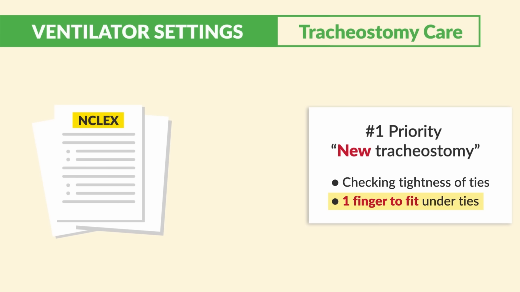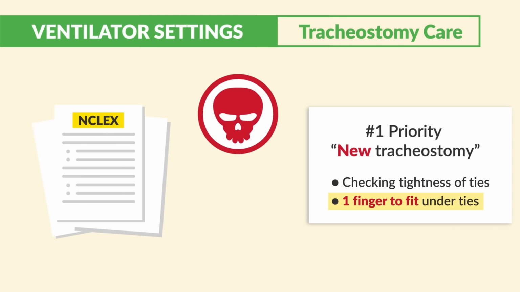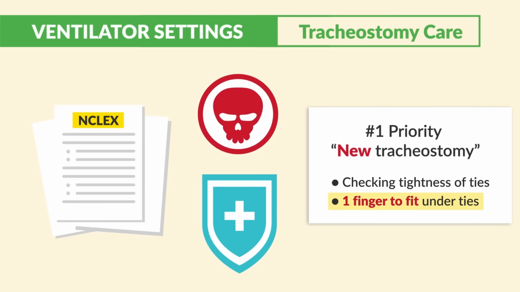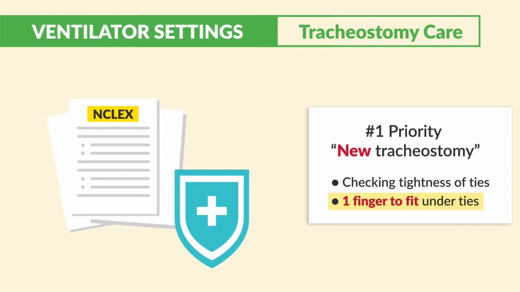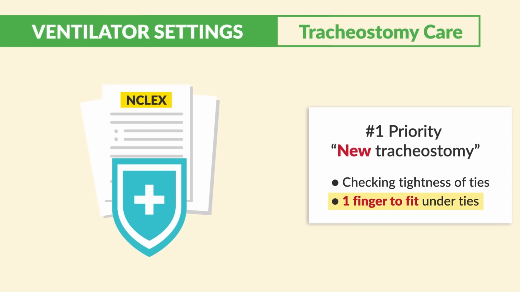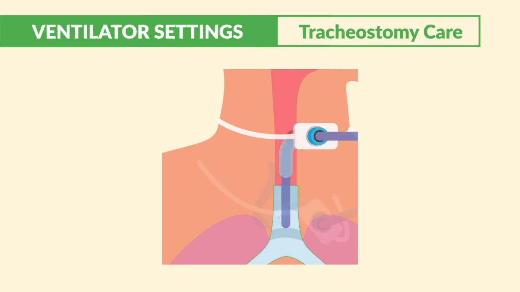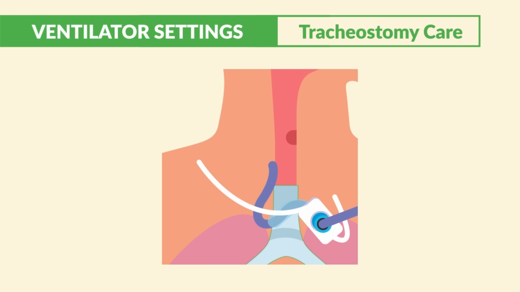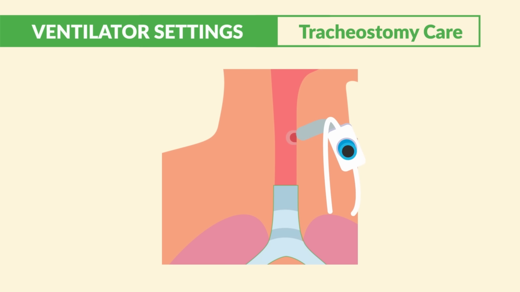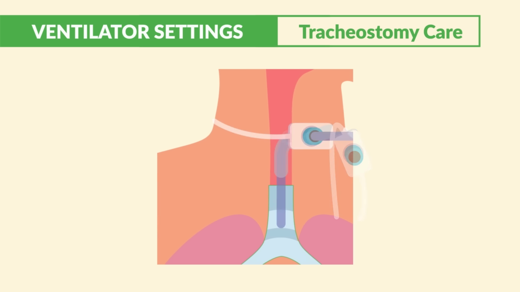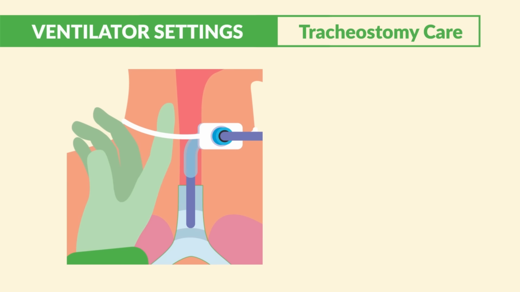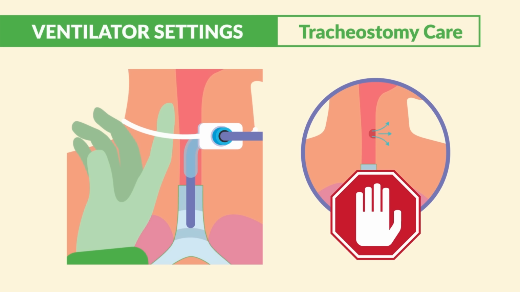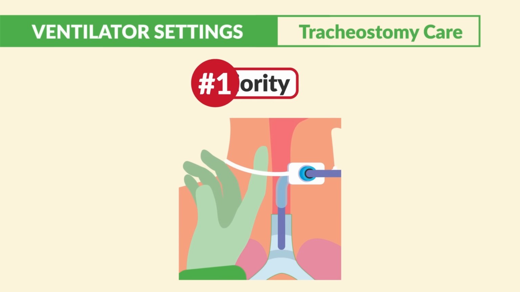Now, the NCLEX focuses on things that will kill the patient and other safety topics primarily. So always focus on things that will kill the patient or cause harm. The worst thing that can happen is accidental dislodgement of this tube, resulting in that loss of airway. Since the new trach placement is very difficult to reinsert because it takes time to heal. So we must check tightness of the ties to prevent that lost airway. That's always the number one priority.